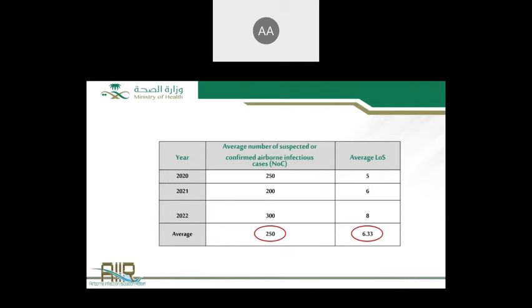We can see we calculate the average for the number of suspected or confirmed airborne infectious cases.